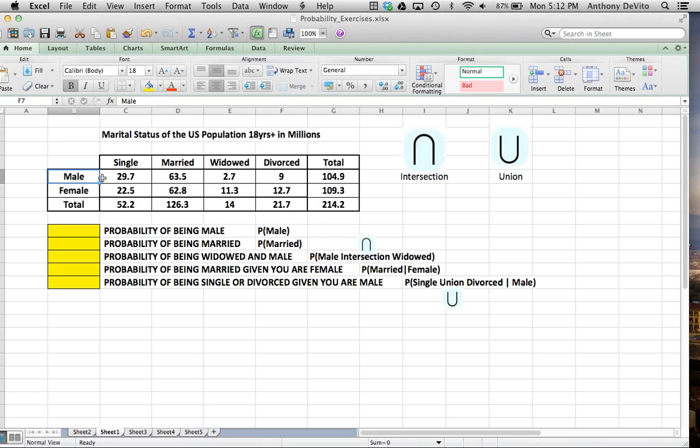First of all, we have all the males here at the top. There's 104 million males, 109 million females. Total population of 214 million people in the United States. And we see that 52 million of them are single. This is the breakdown by gender. 126 million are married. 14 million are widowed. 21 million are divorced: 9 million males and 12.7 million females. So let's take a look at what kind of probabilities we can look at here.